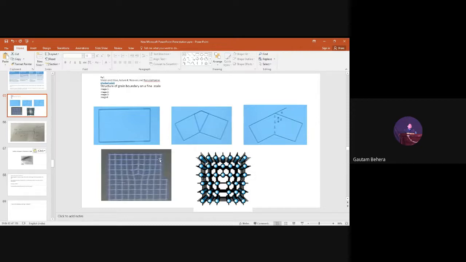So now the question is, just look at this image. Just look at this image. What is this part? What is this part? Extra half plane. Extra half plane of atoms. Very good. This is an extra half plane of atoms. What is the name? It is called? Positive edge dislocation. Sorry, can you repeat? Positive edge dislocation. Okay, positive edge. This is an edge dislocation. Okay, fine. So this is an extra half plane of atoms.